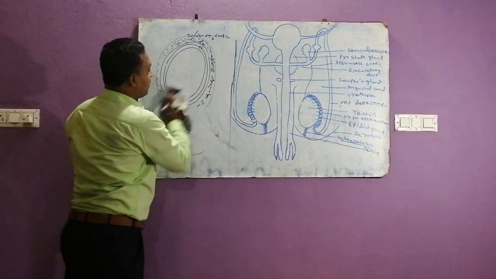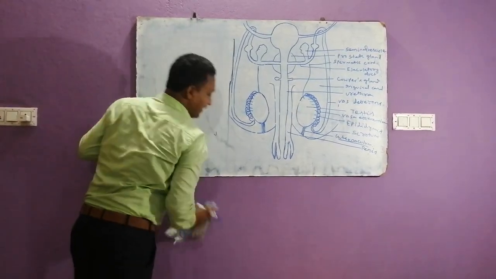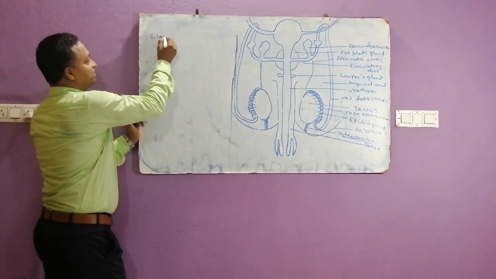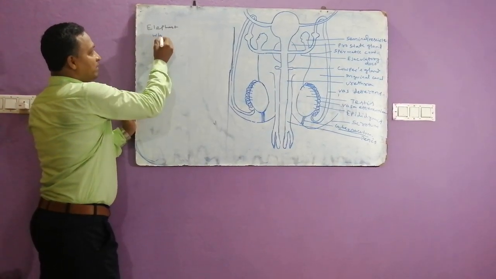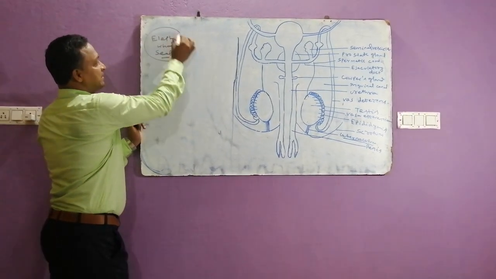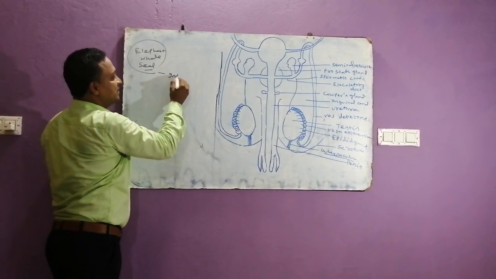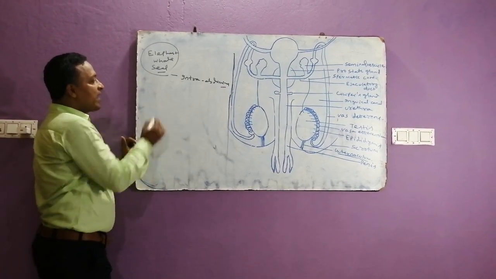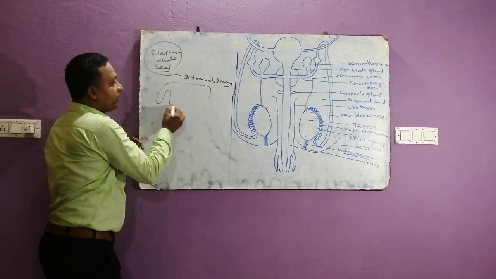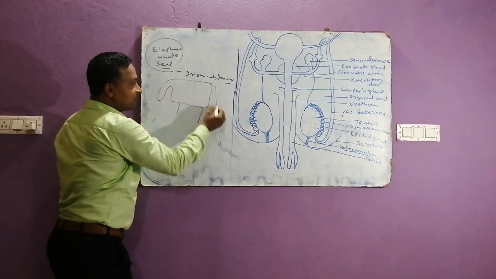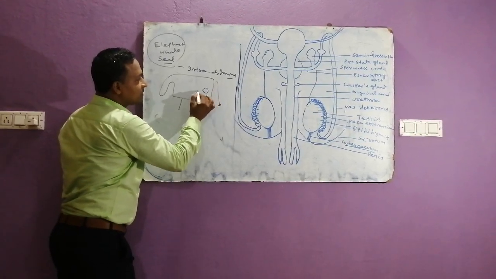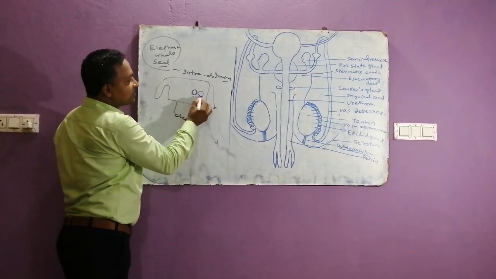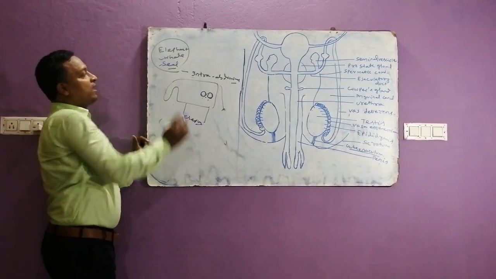Now we talk about some extra points. In humans, the testis is extra-abdominal. In elephant, whale and seal, the testis is intra-abdominal. That means in an elephant you cannot find the testis outside; it is inside the abdomen. It is the same in whale and seal.